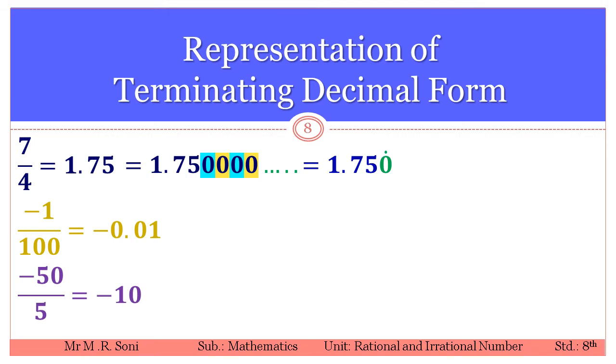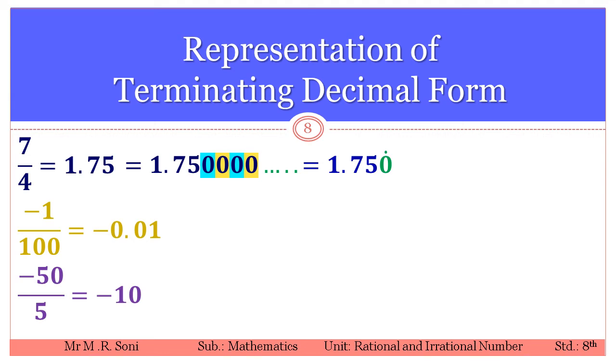The other two examples coming below will be following the same idea, and this is how one can represent a terminating decimal form as a non-terminating recurring decimal form. Observe the following examples carefully.